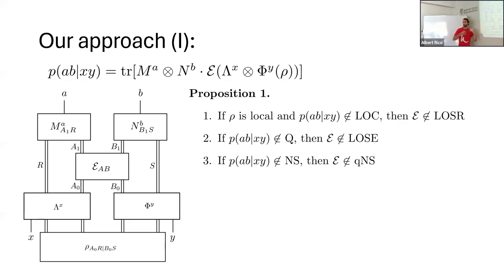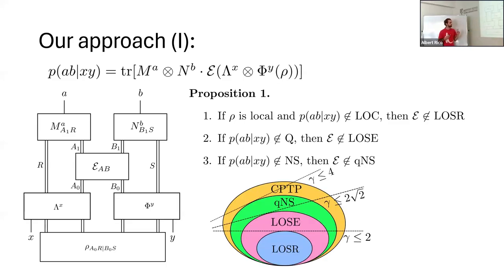Most of the criteria that I will talk about here are three steps, one for each layer of the hierarchy. So that's what we're using, basically, the nonlocality of the distribution. For example, with the CHSH game, to separate certain channels from these distributions.